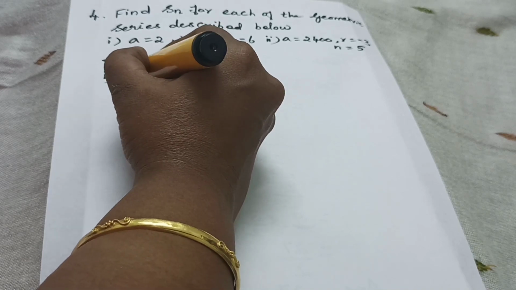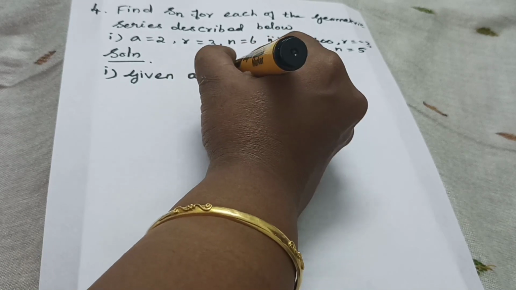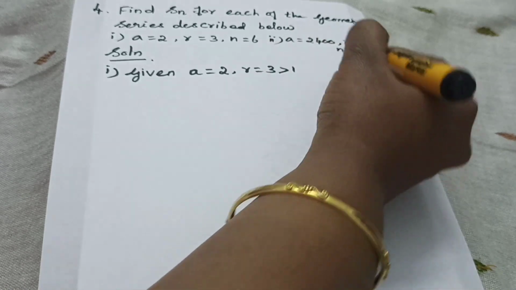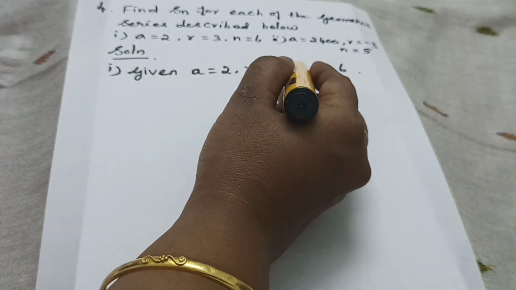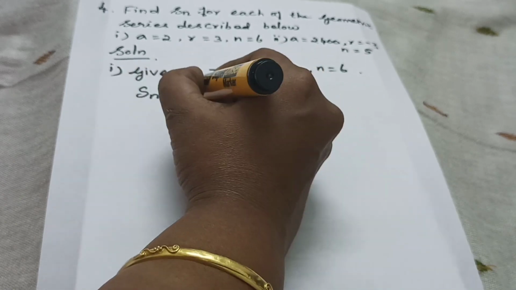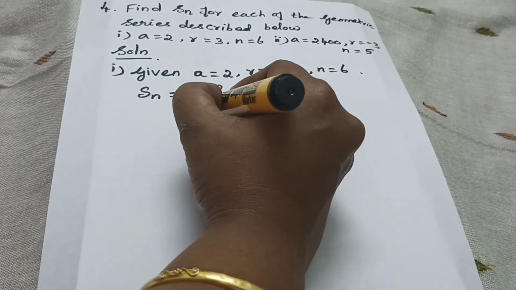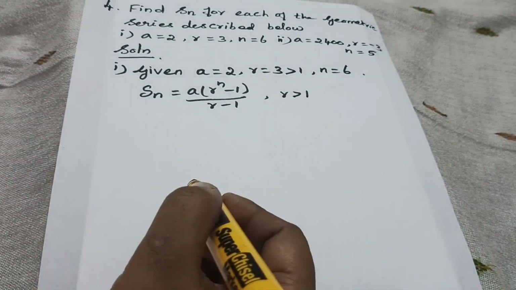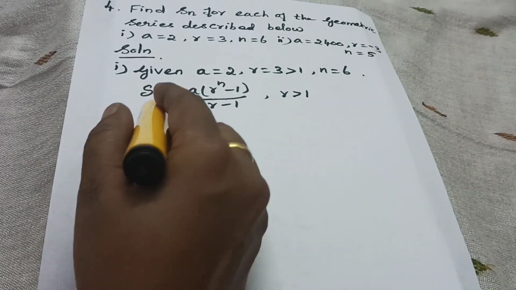Given A equal to 2, then R equal to 3, it is greater than 1, isn't it? Then N equal to 6 is given. R is greater than 1, so which formula can we use here? Sn equal to A into R power N minus 1 divided by R minus 1. Why? Because R is greater than 1. So we select this formula.